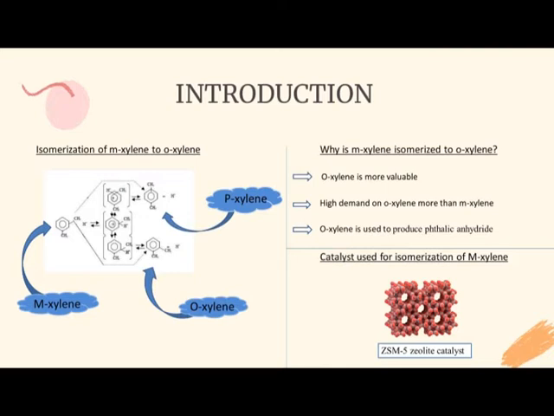This process takes place because of the high demand for o-xylene, more than m-xylene. O-xylene is more valuable than m-xylene because it has a wide range of uses, such as producing phthalic anhydride. The catalyst that will be used in this process is ZSM5 zeolite catalyst. It was observed that the m-xylene activity and selectivity with respect to the yield of o-xylene is more consistent with the presence of medium pore of the zeolite crystallites.